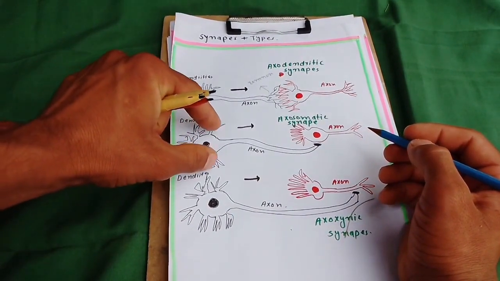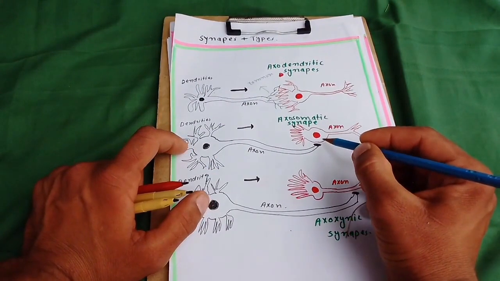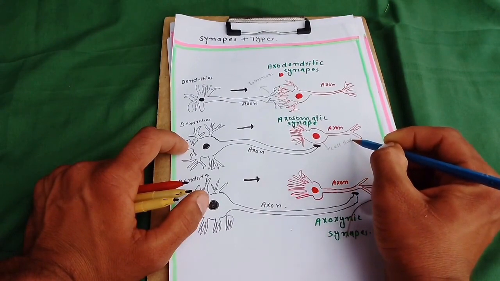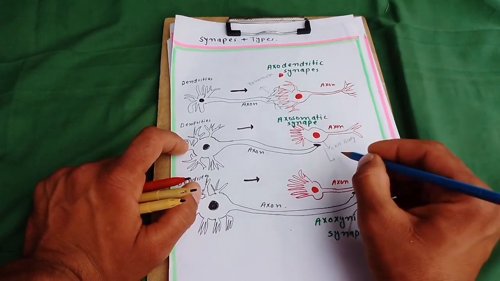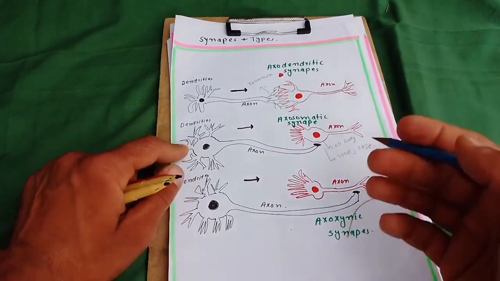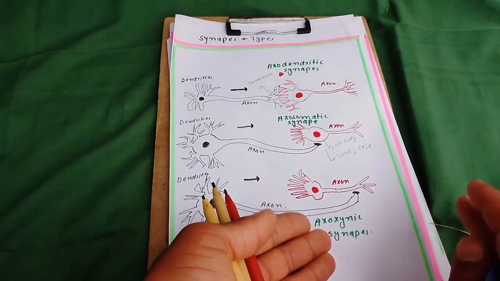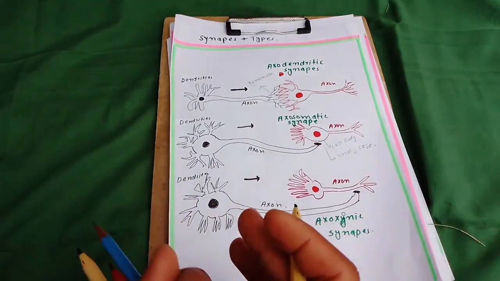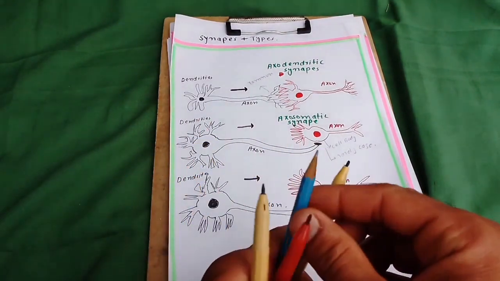When the axon of one neuron, this is the axon of one neuron, synapses on the cell body of another neuron, this is another neuron, this is the cell body, this type of synapse is called axosomatic synapse. This is a rare case. Another type is axoaxonic synapse. When the axon of one neuron synapses with the axon of another neuron, this is called axoaxonic synapse.